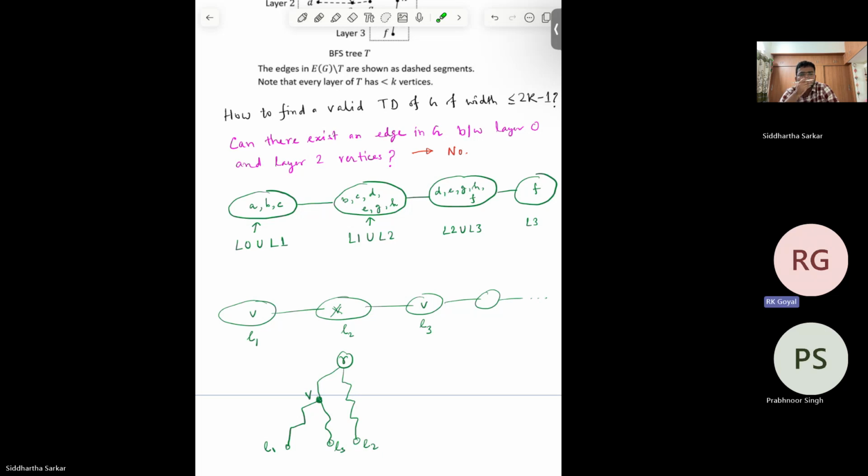Interesting. But then, where is the violation here? I am trying to see what the violation is. So there is a bag which contains V. There is another bag which contains V, but there is a bag in between that doesn't contain V.